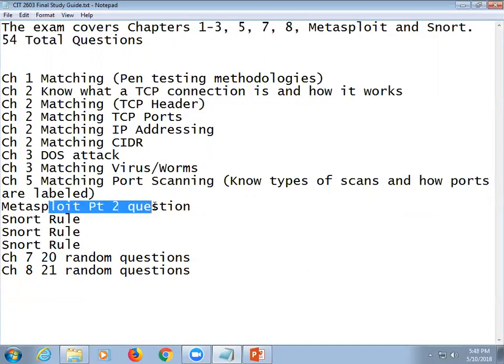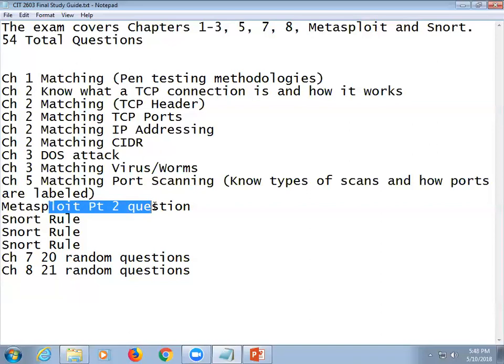Metasploit Part 2. I'm assuming you all completed that. I asked you one question from that specific assignment. I think it was only one point. It's the name of the exploit you used. If it's that, write that down, so you've got it.